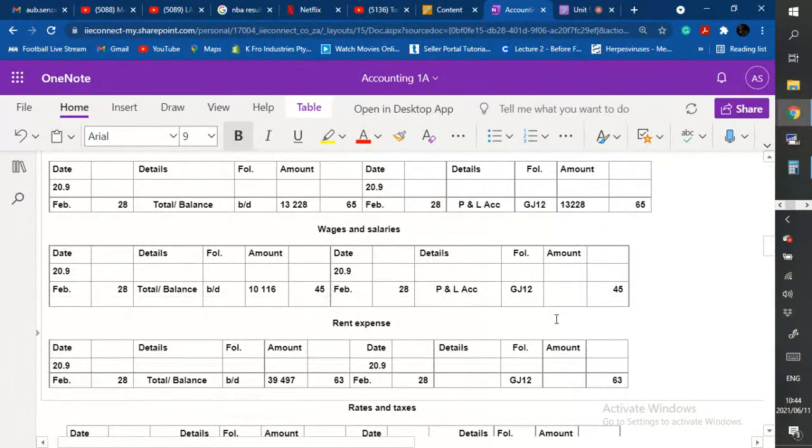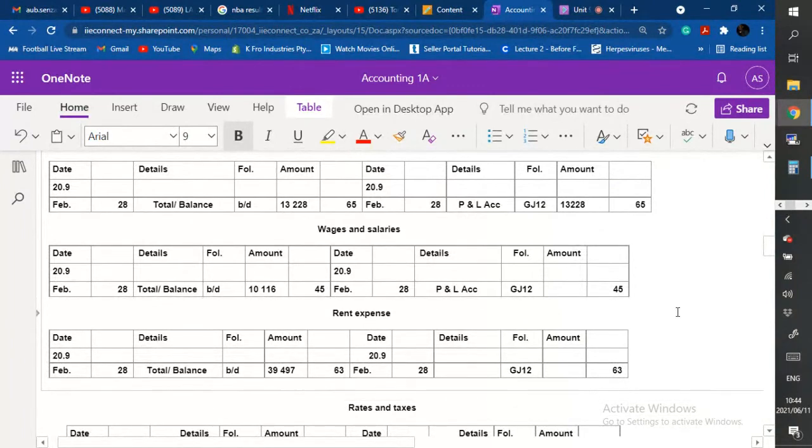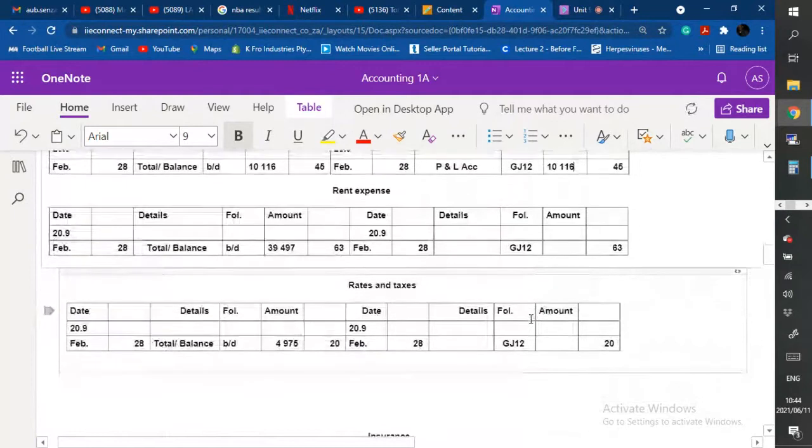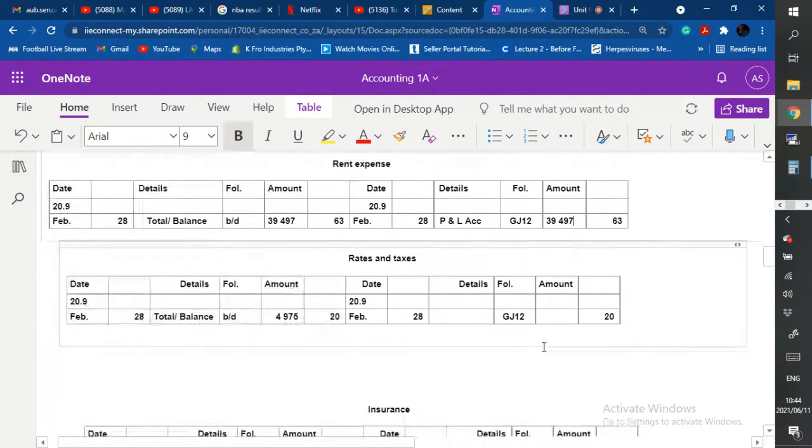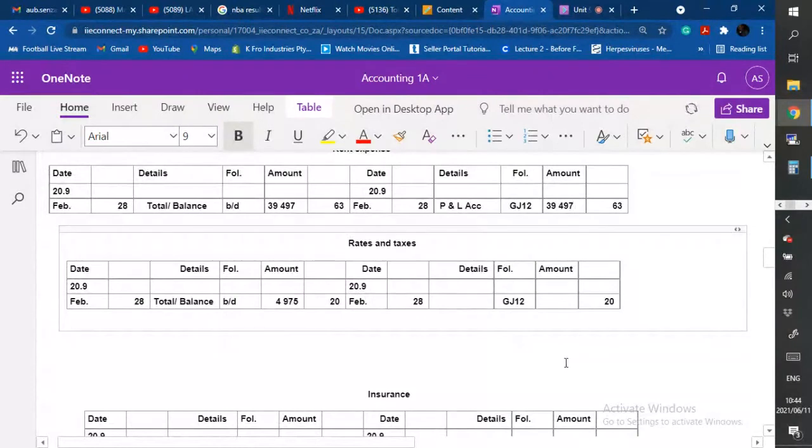You can see we're crediting those accounts. 10,116. Rent expense, same principle. I'm sure now you can really see what he meant when he said it is significantly easier in the general ledger. But again, we won't ask you all these accounts. Typically, we just ask you to do a few of them, because there wouldn't be enough time for you to do the whole thing in the exam.